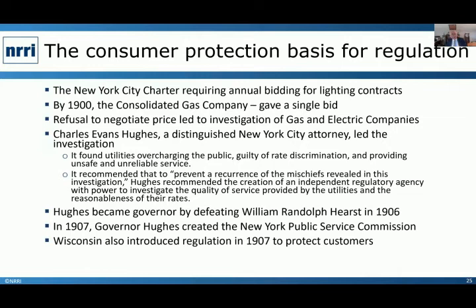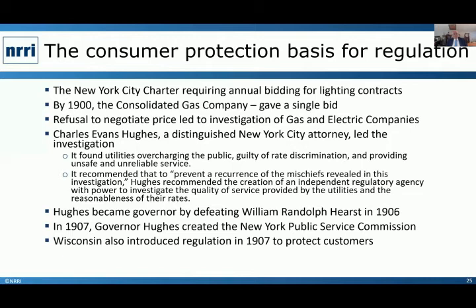Well, customer protection also became a basis for utility regulation. The New York City Charter required annual bidding for lighting contracts. By 1900, the Consolidated Gas Company had become a monopoly and gave a single bid. And they refused to negotiate. The state initiated an investigation into utility pricing, electric and gas pricing in New York.